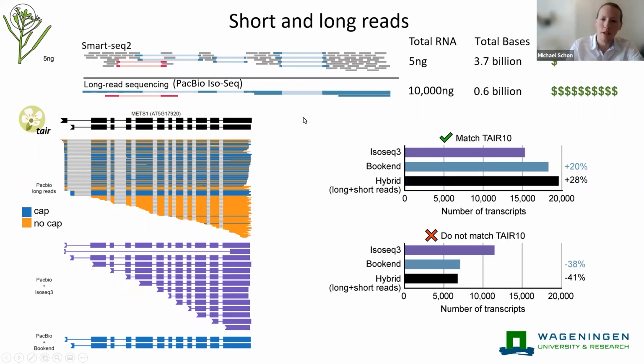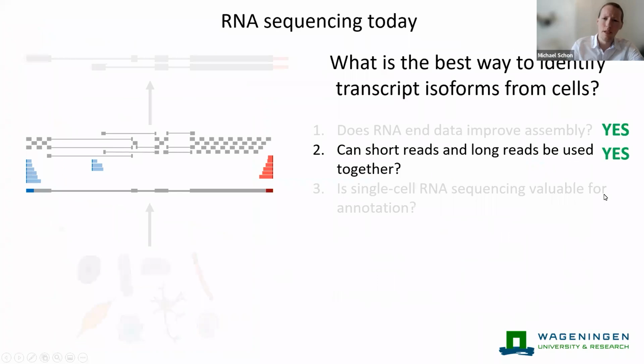If we layer short reads on top of the long reads to generate hybrid assembly, then the sensitivity goes up even further. And so it looks as if there's no reason why long reads and short reads cannot be integrated into a unified model of transcript annotations and be used together in assembly.